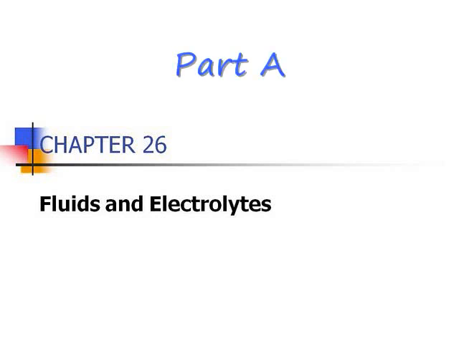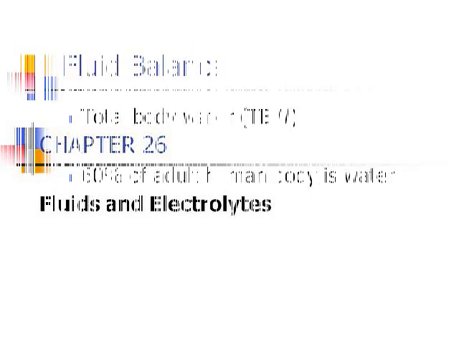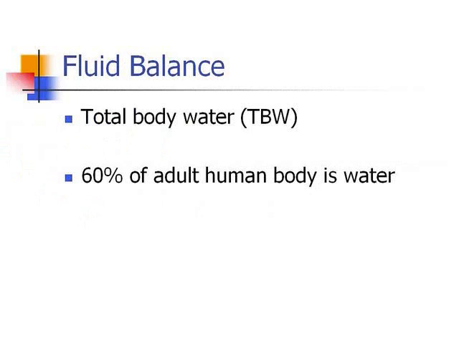Chapter 26, Fluid and Electrolytes. 60% of the adult human body is water. We call that total body water, or TBW.